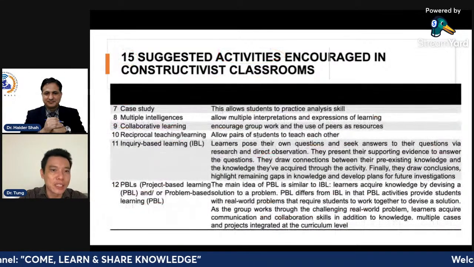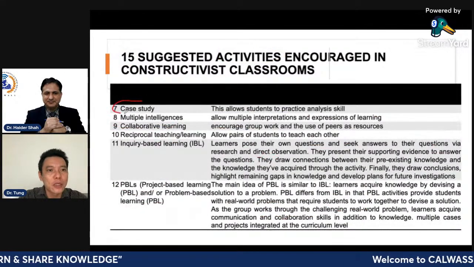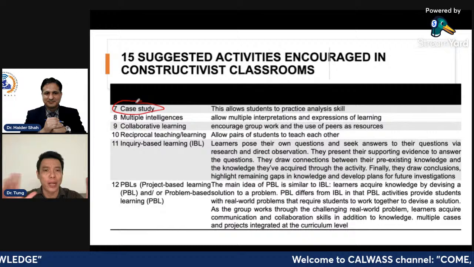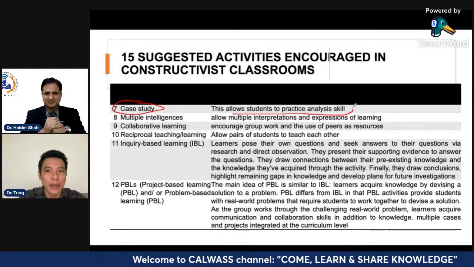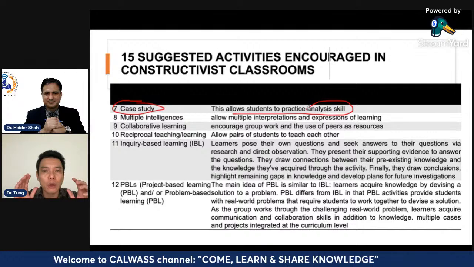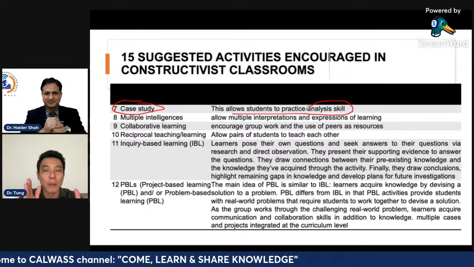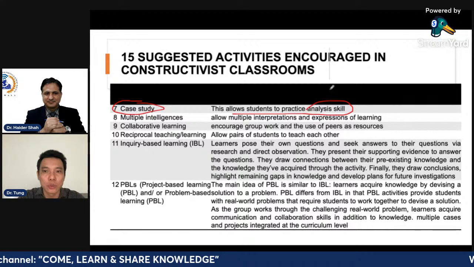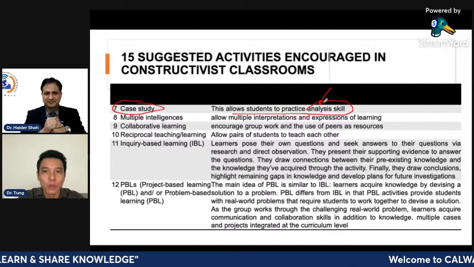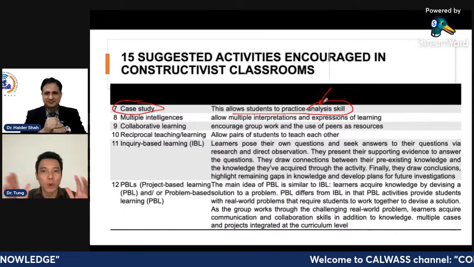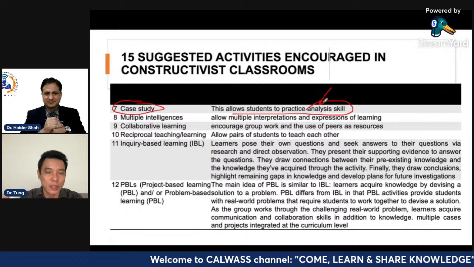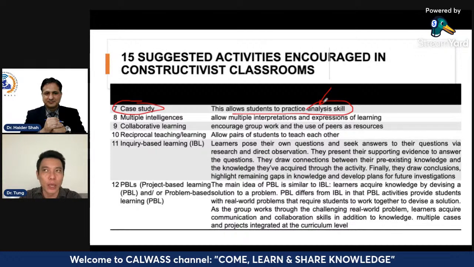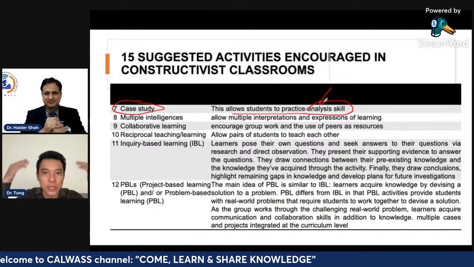Number 7, case study. I often use case studies in my class because best practices can allow students to practice analysis skills. We not only teach the students the major, but we can also teach them analysis skills. This skill is very important for many people, including students, right? Because when they graduate and go to work, they have good analysis skills.